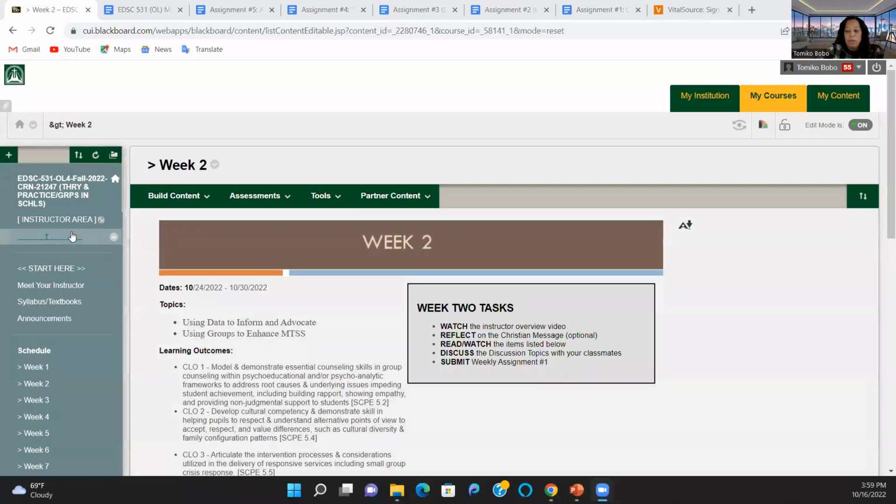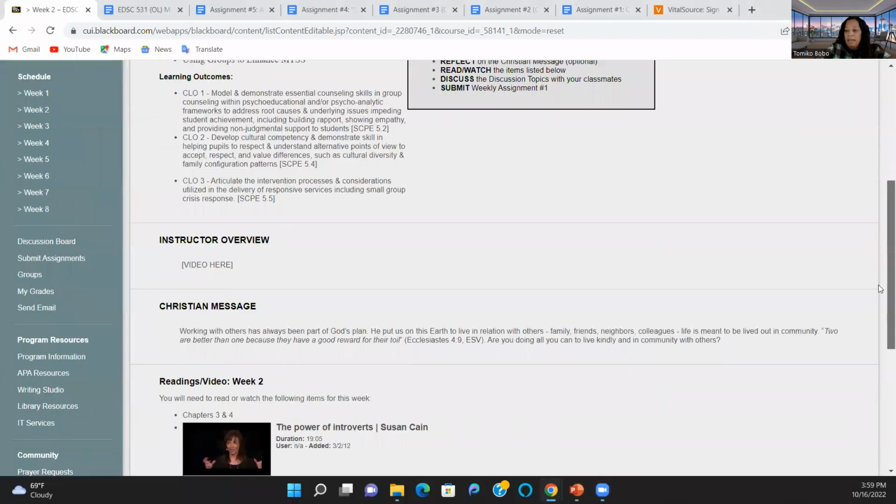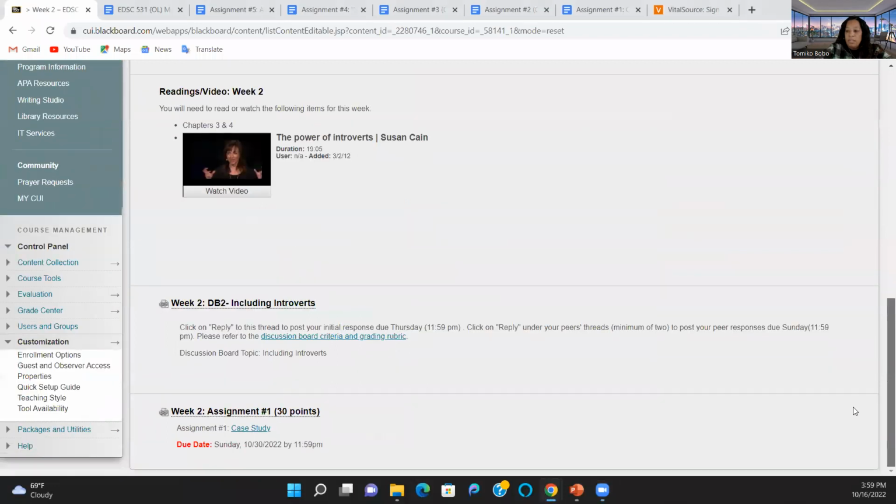So I want to share my screen and show you what we should be working on for the week. Under the week two tab, we have my instructor's video, and then you have a discussion board as well as your case study that is due this week. According to the assignment, you have to select two scenarios, and with those two scenarios, you're going to write an essay about them using APA format.